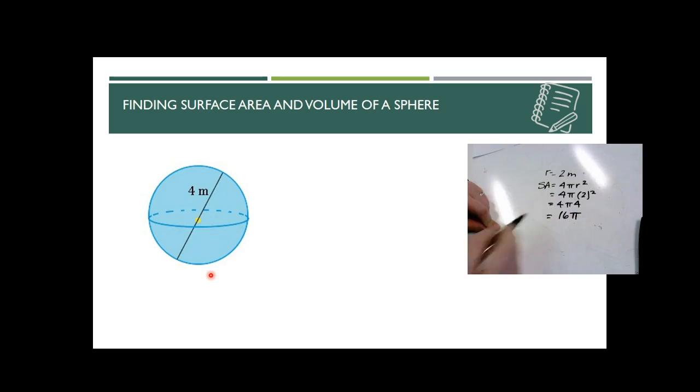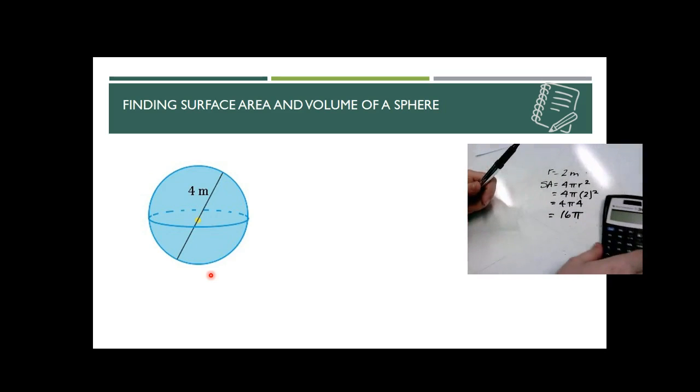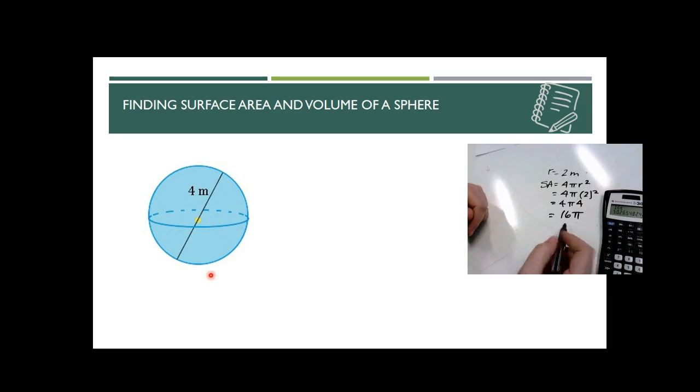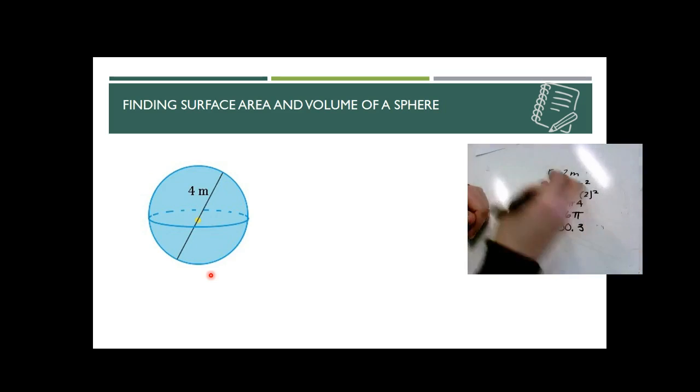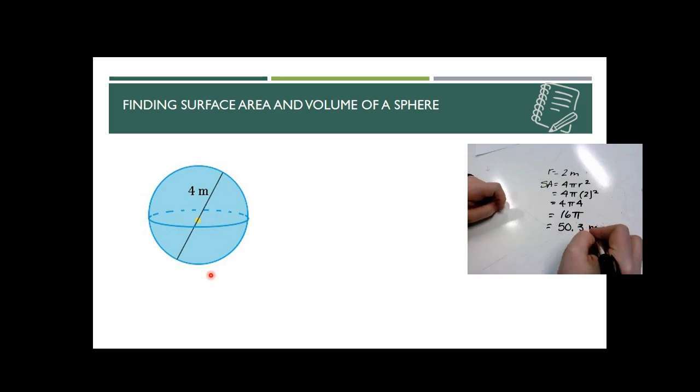answer. If I'm looking for an estimate of an answer, I can use my calculator, and I can take 16 and multiply it by pi, and then round it to 1/10 of a decimal place, and I should get 50.3. And then my original units were in meters, so I'm looking for surface area, so I know that I have square meters. Next, it would ask us to find the volume of the sphere.